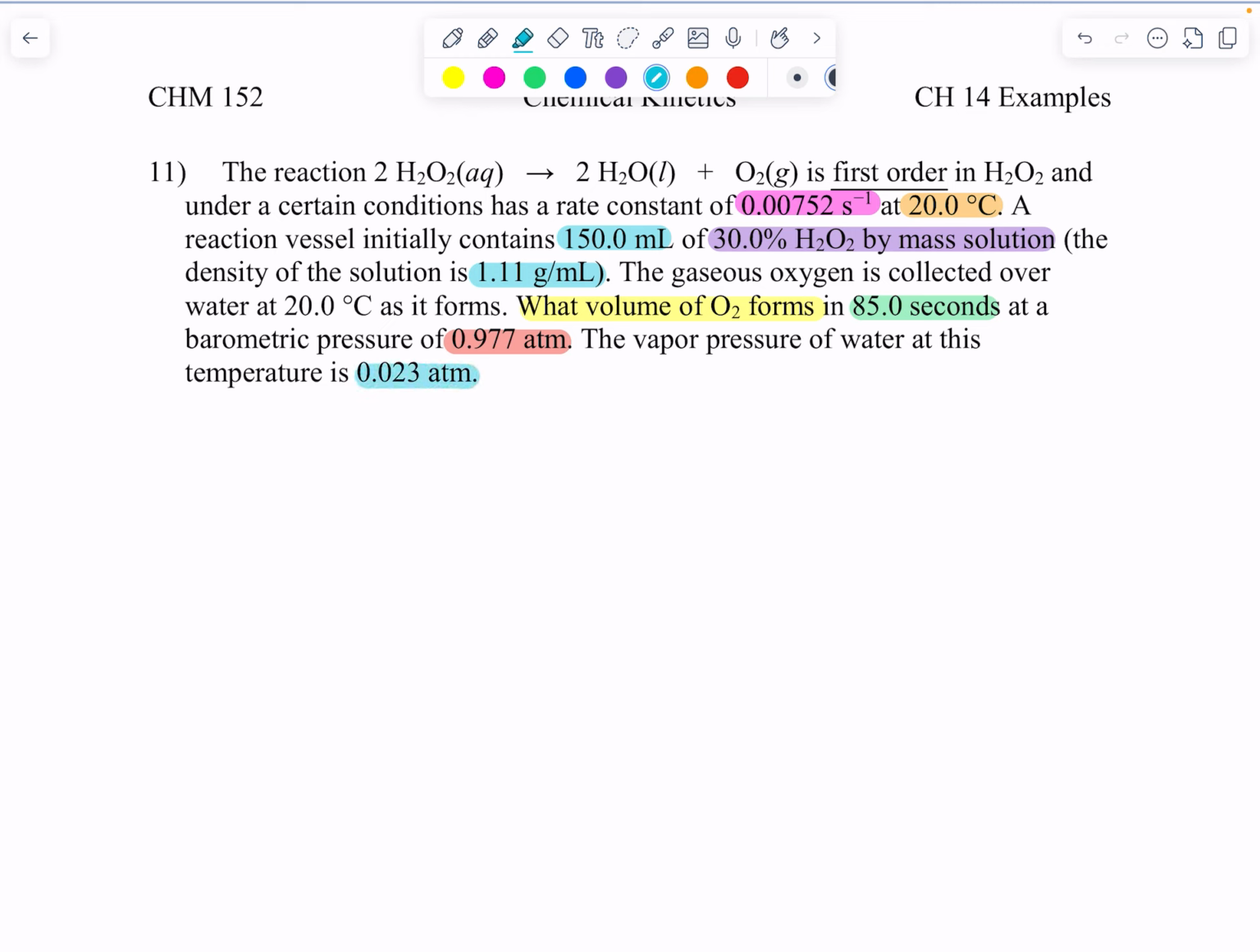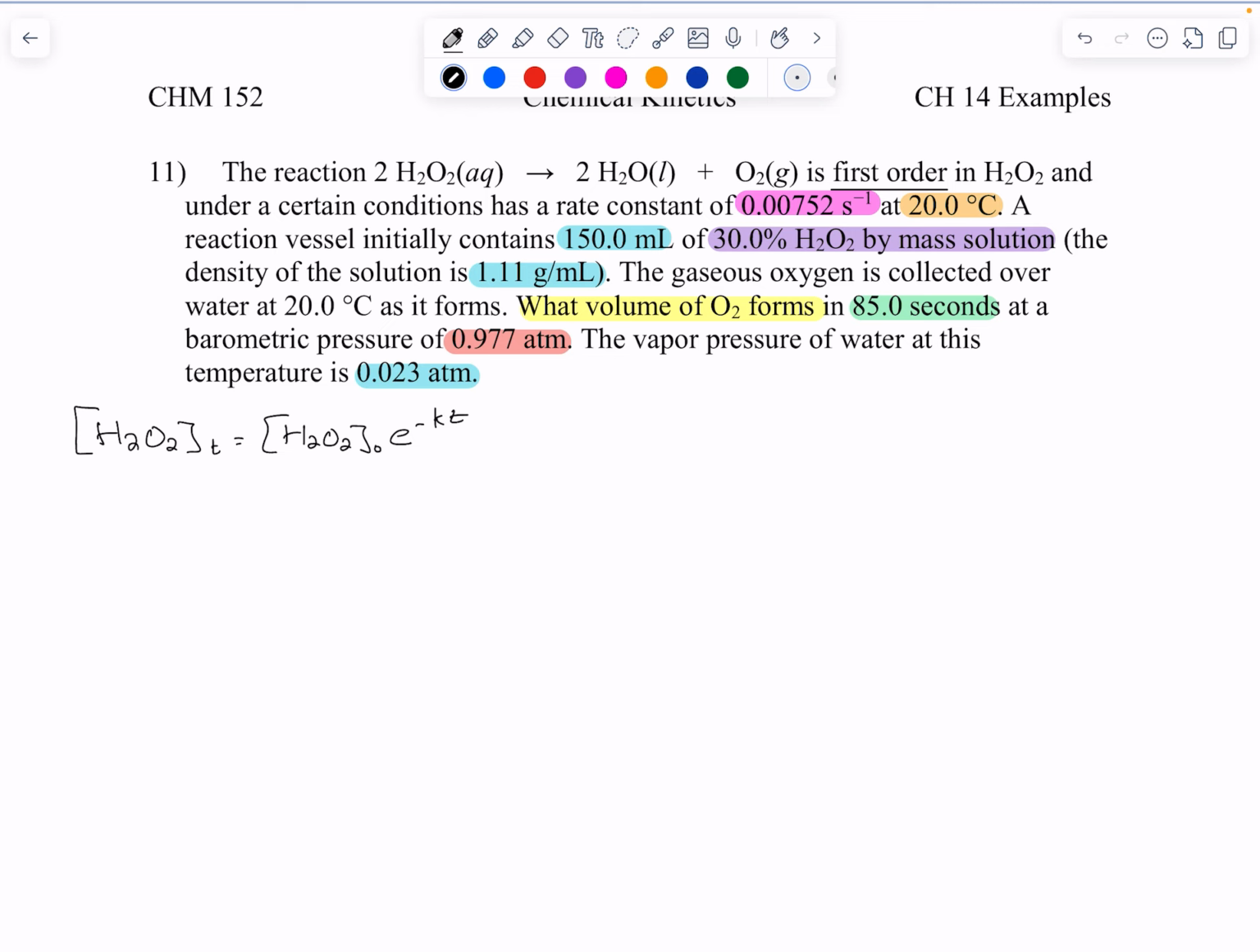All right. Well, first order. Now we're looking for concentrations. We have time and we have k, so I'm going to say that we have the concentration of H2O2, hydrogen peroxide, at time t equals the concentration of H2O2 at time 0, e to the negative kt. So we need to get the concentration of hydrogen peroxide.